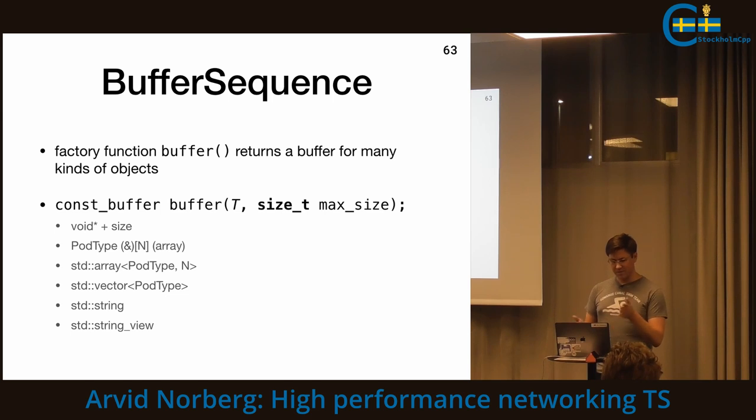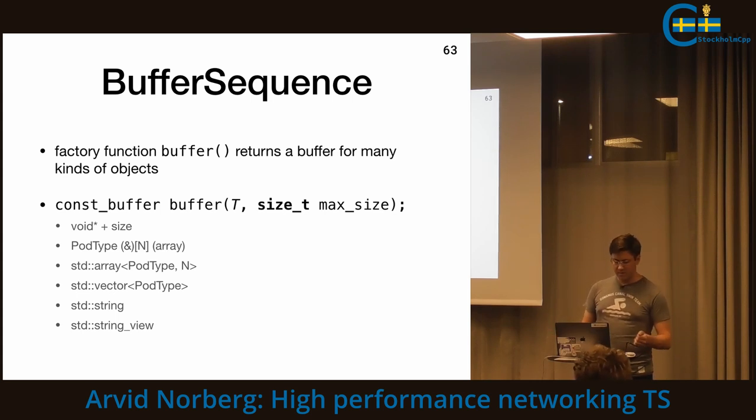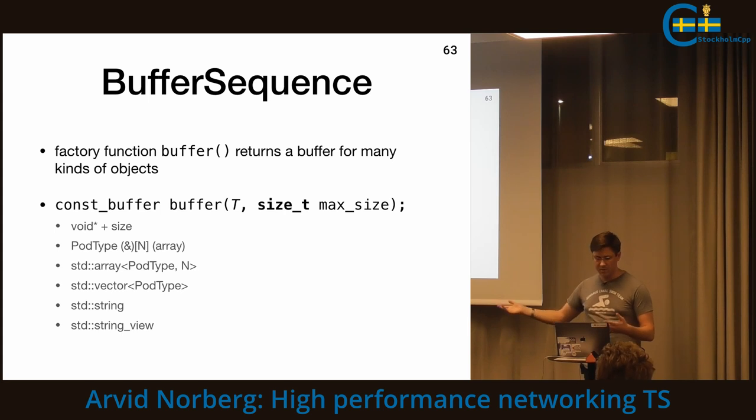There's also this factory function that I had on my previous slides called buffer. It takes a wide range of types that can be seen as buffers holding stuff. As long as they hold standard layout or trivial types, you can pass them into the buffer function, and it will return a const buffer or a mutable buffer, depending on whether it's constant or not. So these are some examples of things you can pass into buffer. If you just have a void star and a size, for instance, you can also pass that in.